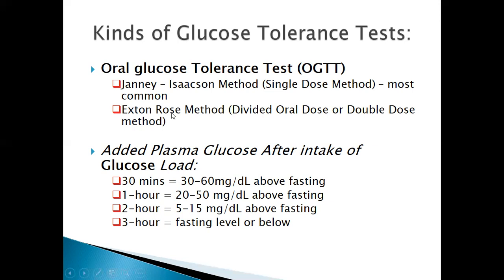Then we have the Exton or Rose method, wherein we let the patient take in divided doses of glucose load. The added plasma glucose after the intake of glucose load would be 30 to 60 milligrams per dL at fasting. At 1 hour, it would be 20 to 50. In the second hour, 5 to 15. And after 3 hours, it goes back to fasting level or below it.